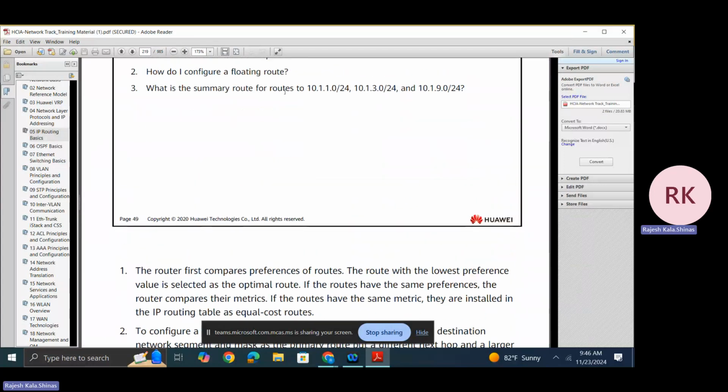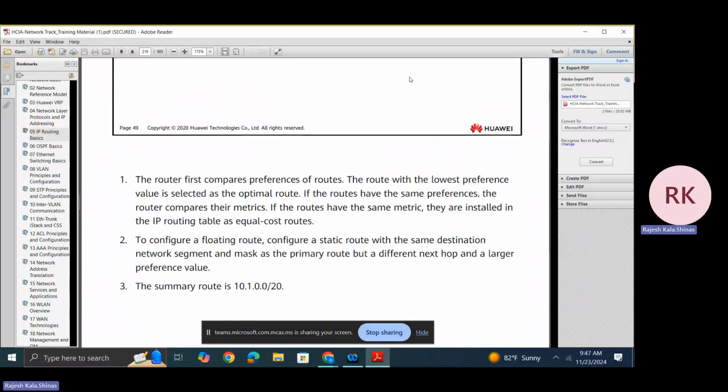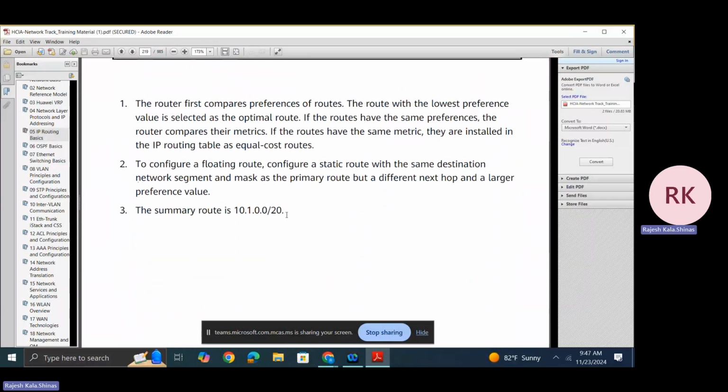And what is the summary route for 10.1.10/24, 10.1.30/24 and 10.1.90/24? Okay, you want to write these down in binary. The first two are always matching, so 10.1 is matching. For the remaining, take the binary for 1, 3, and 9. How many bits are coming common? Do that. Okay, this will be your homework. The answer is this one, I know that, but still you do it yourself.